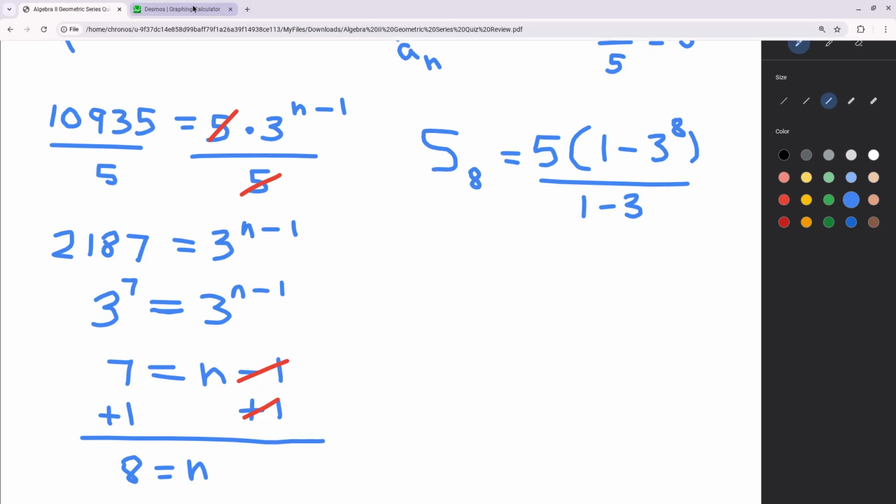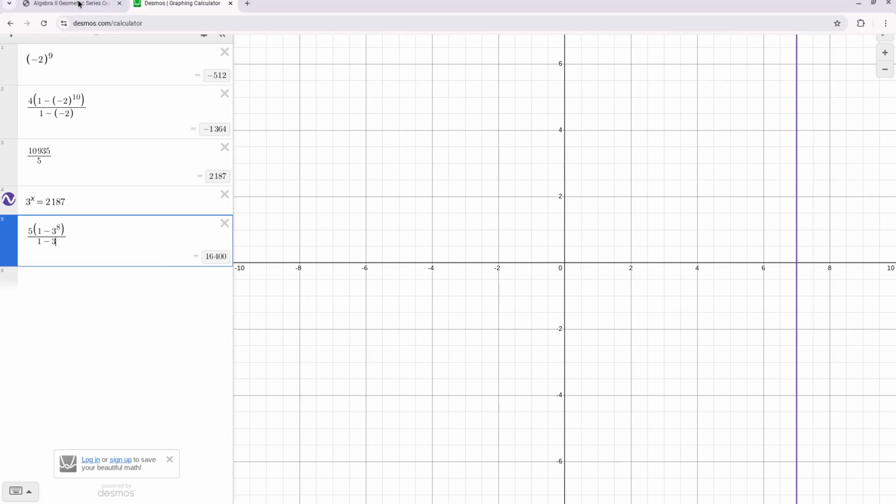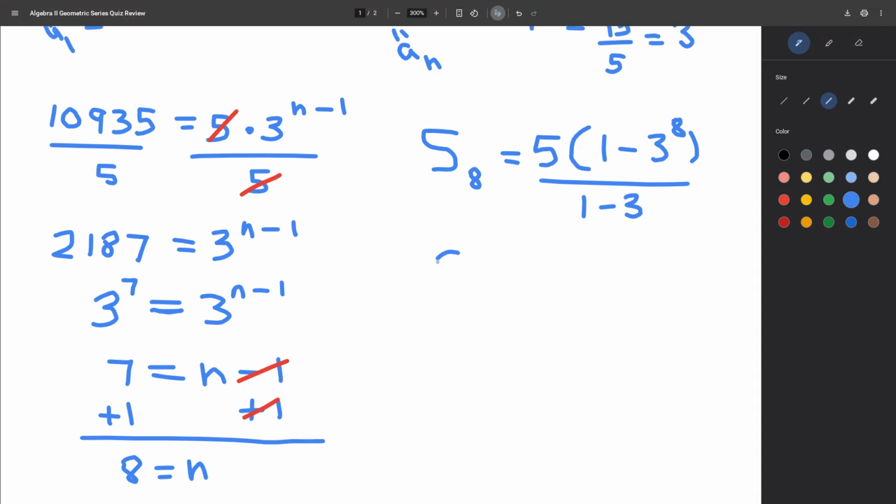All right, so we'll plug this into Desmos, this right-hand part. All right, so 5 times 1 minus 3 to the 8th power divided by 1 minus 3 is 16,400. So our sum for the 8 terms equals 16,400. Sweet, let's keep going.